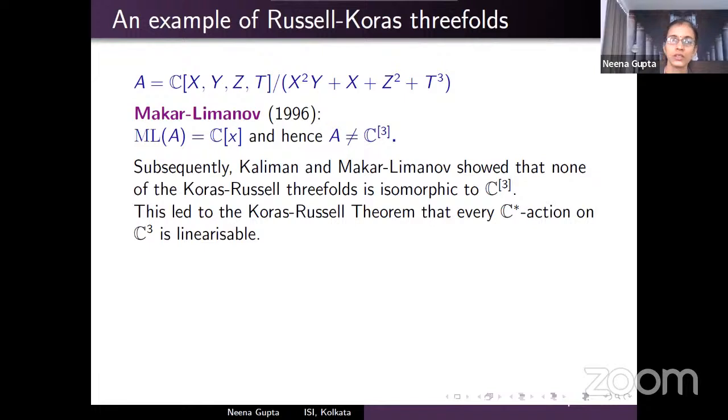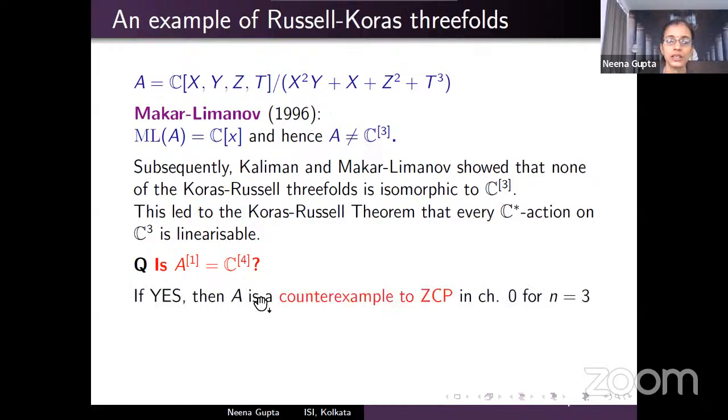Subsequently, Kaliman and Makar-Limanov showed that none of these Koras-Russell threefolds are isomorphic to the affine 3-space. This eventually led Russell and Koras to their theorem that every C star action on C3 is linearizable. Now, another important problem which is still open is: is this ring A a stably polynomial ring? Because if yes, then it is a counterexample to the cancellation problem of Zariski in characteristic 0 for n equal to 3.